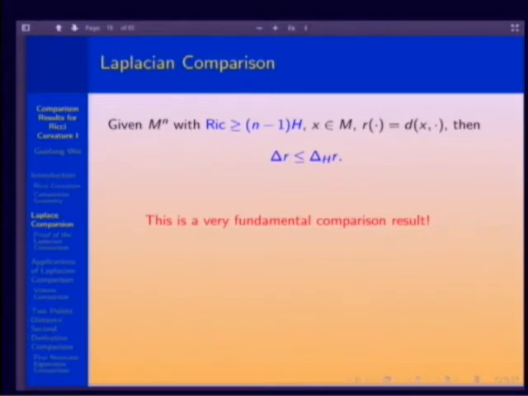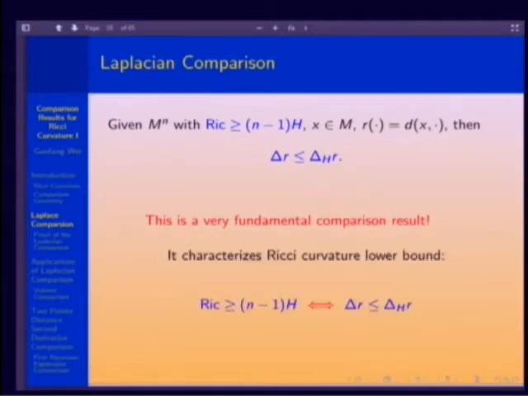Okay, and this is really very useful in many applications, in simple ones or in complex ones like the gradient estimate, which I will talk about more later. I want to emphasize that the Ricci curvature lower bound can really be characterized by the Laplace comparison. The only thing that is not good, of course, is that you need derivatives, so you cannot make sense of it in metric spaces.